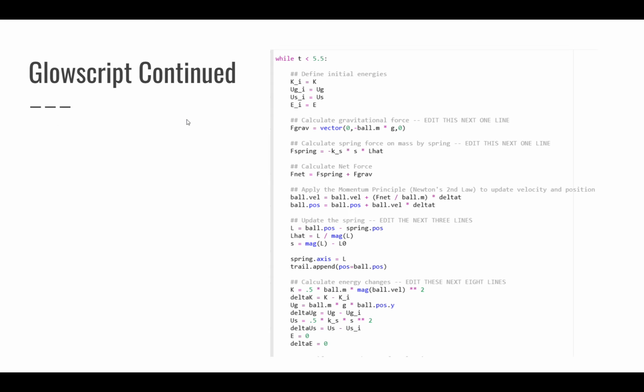And this is just a continuation of the GlowScript. So we define the initial energies at the top, and then we account for gravitational force, which is equal to the mass times the gravity. We account for calculating the spring force, which is equal to negative ks times s times L hat. And then we use the net force, which is calculated by adding the spring force and the gravitational force.